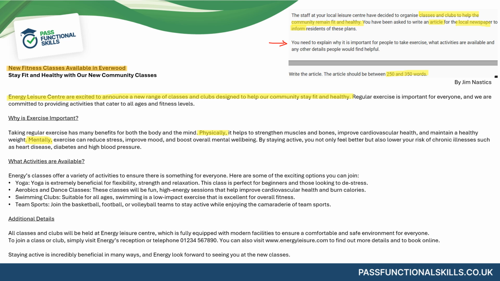We also need an author's name, which we've got here. And we also need subheadings throughout as well. Again, you can use the question to help you with those subheadings. We've also got this, stay fit and healthy with our new community classes. This is what we call a strapline, which Open Awards do like you to use. This is just a sort of extra subheading underneath your main title to give you a little bit more information about what your article is going to be about.